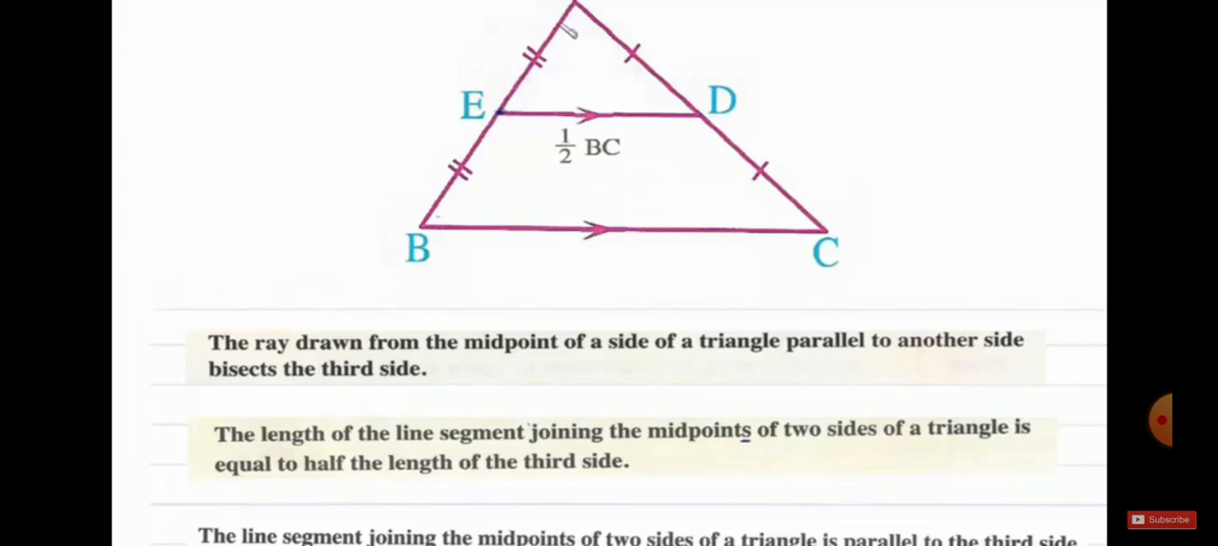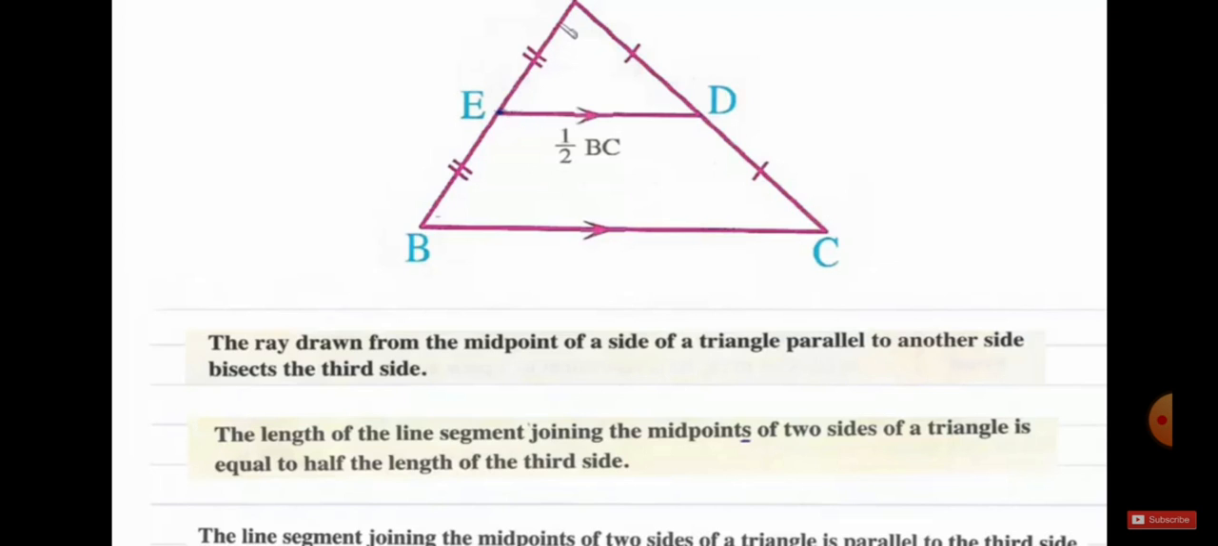What does it mean? Here, E and D are the midpoints of AC and AB, and ED is drawn parallel to BC. Then I can say ED is parallel to BC, and E bisects AB and D bisects AC. Then ED is half BC. Then we can say the length of the line segment joining the midpoints of two sides of a triangle is equal to half the length of the third side.